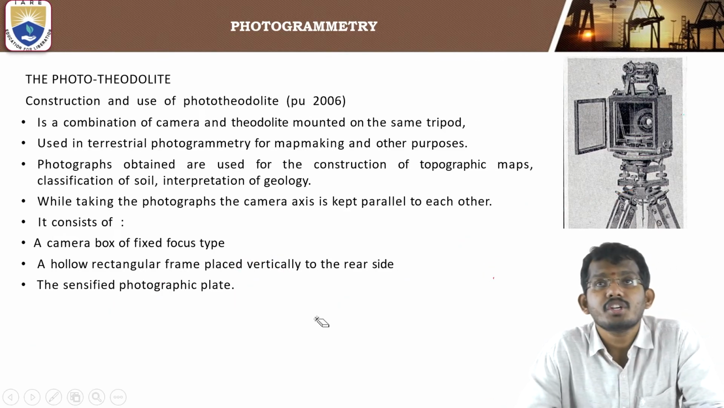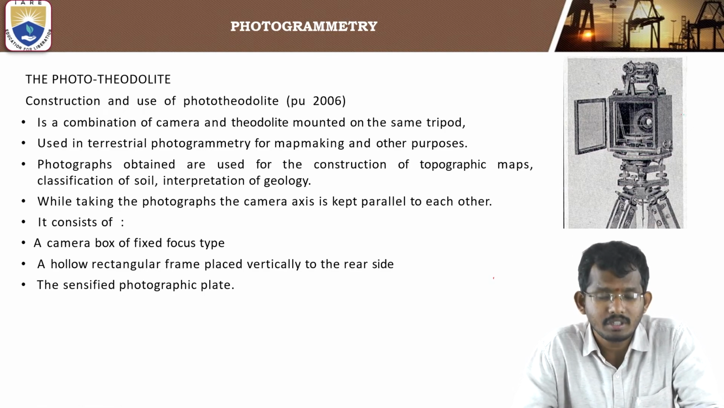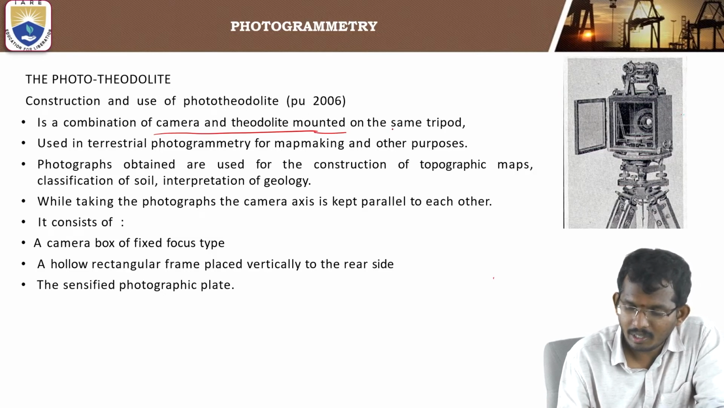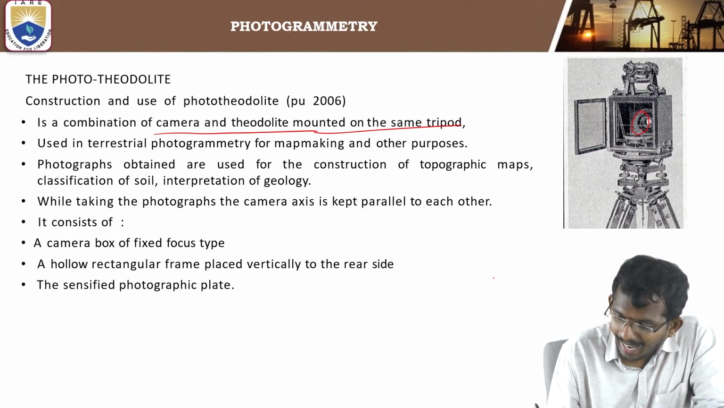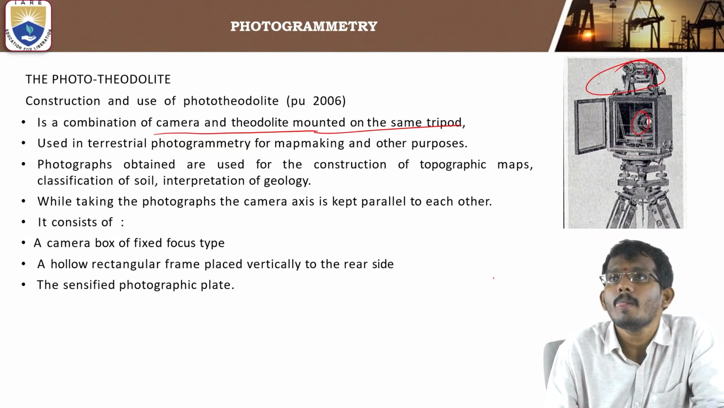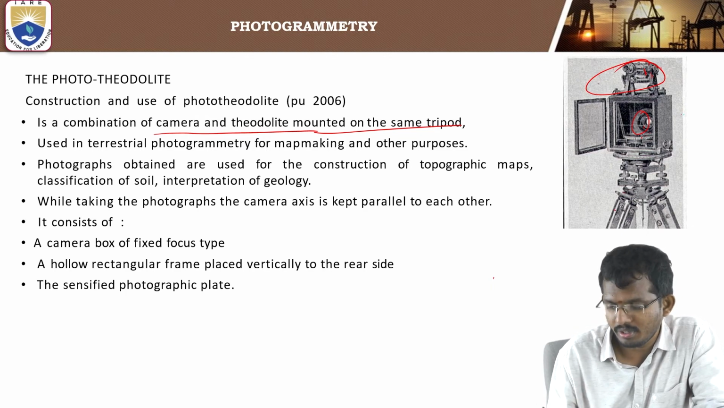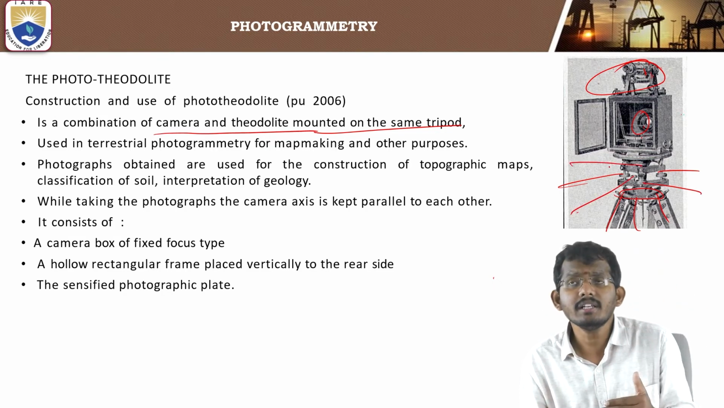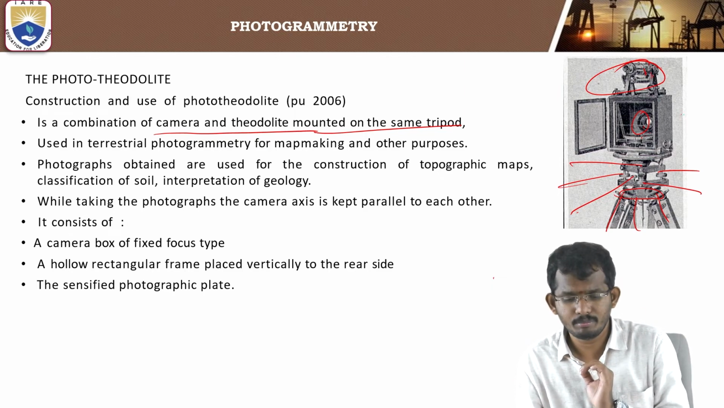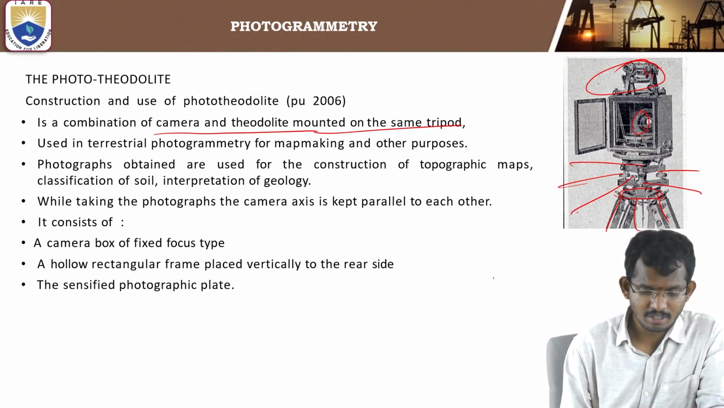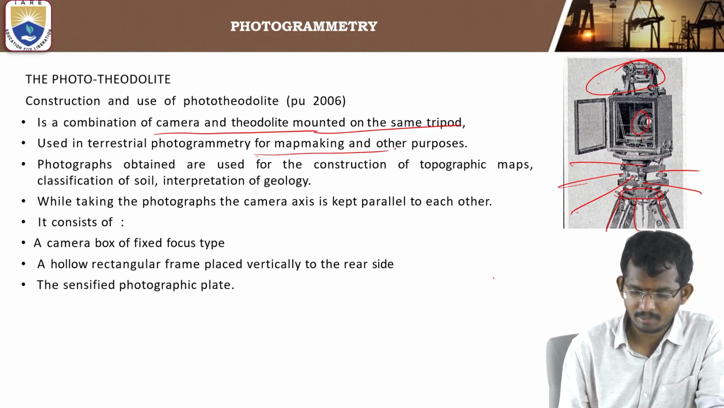Construction and use of photo theodolite: PU 2006 is the code of the theodolite. It's a combination of camera and theodolite mounted on the same tripod. You can see a camera and a theodolite in one setup, mounted on a tripod stand with 3 foot screws. It is similar to your theodolite, but we have a camera and a telescope. That is why we are calling it a photo theodolite. It is used in terrestrial photogrammetry for map making and other purposes.